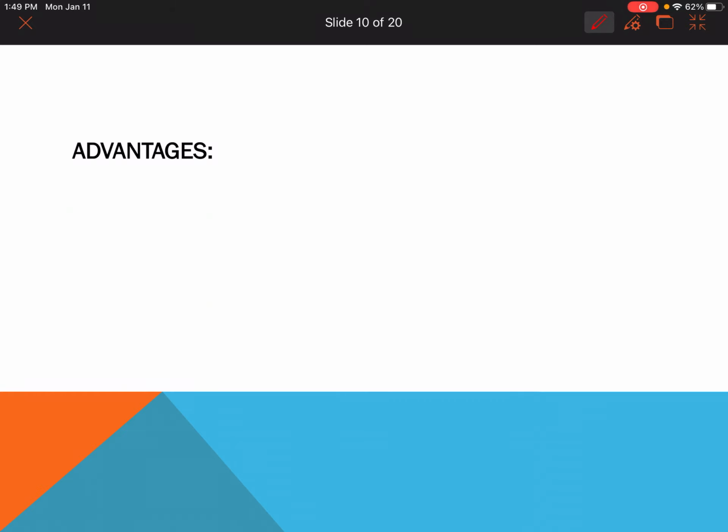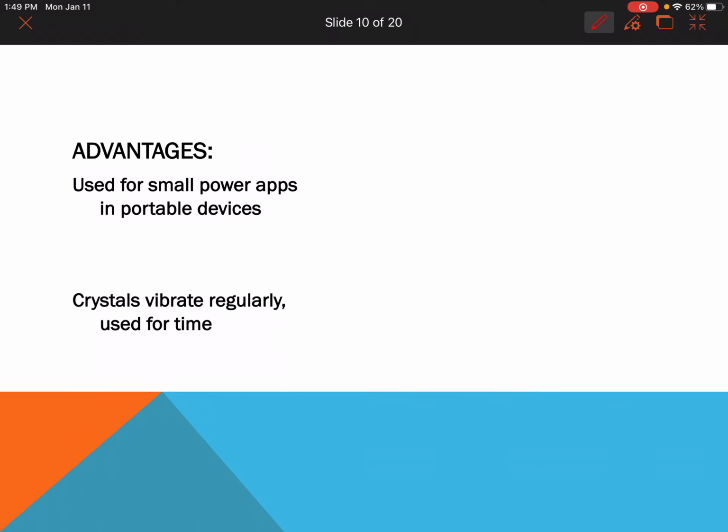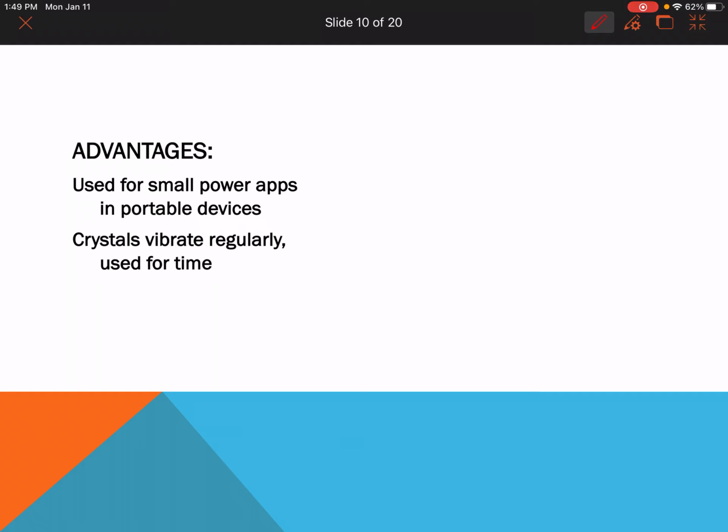Now, advantages. This would be like barbecue lighters. So if you have a barbecue lighter and you hear that clicking sound, click, click, click, as it tries to light, those are piezoelectric crystals there. So advantages for this: used for small power applications and portable devices. Crystals vibrate regularly, so we can actually use this for watches and clocks. When you have quartz, like a quartz watch, sometimes you'll see that on watches. That's this here. Used for needle and record player.